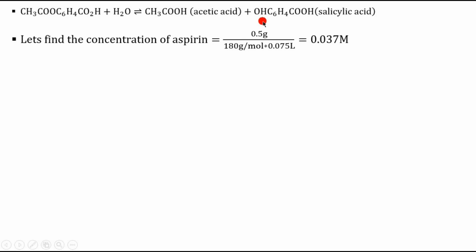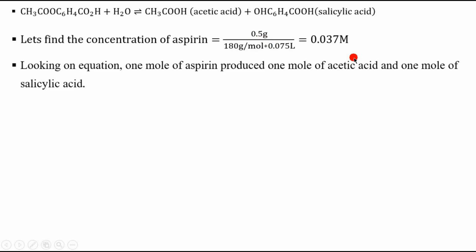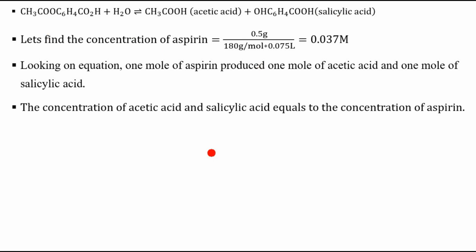Now, what is the concentration that was given for aspirin? For aspirin, they have given the mass, which is 0.5 gram. Then you divide by the molar mass to get the concentration. After getting the concentration, you can see that here 1 mole of aspirin reacts to give 1 mole of acetic acid and 1 mole of salicylic acid. That means the concentration of acetic acid and salicylic acid will be equal to the concentration of aspirin.